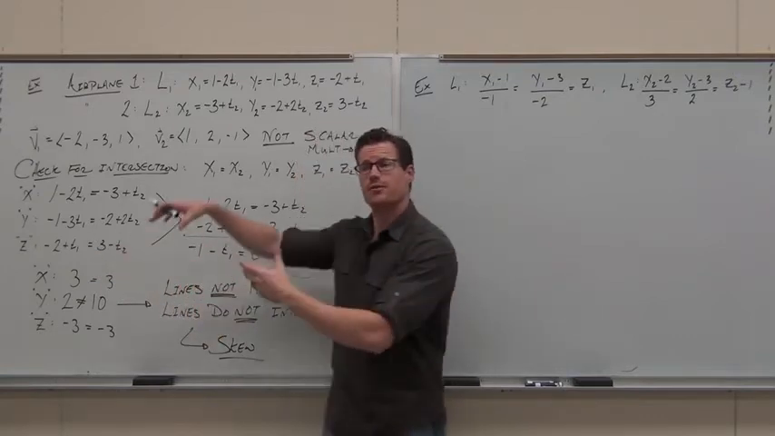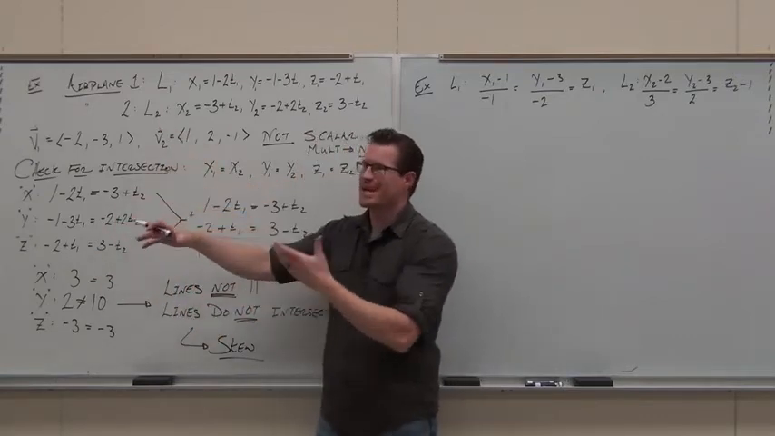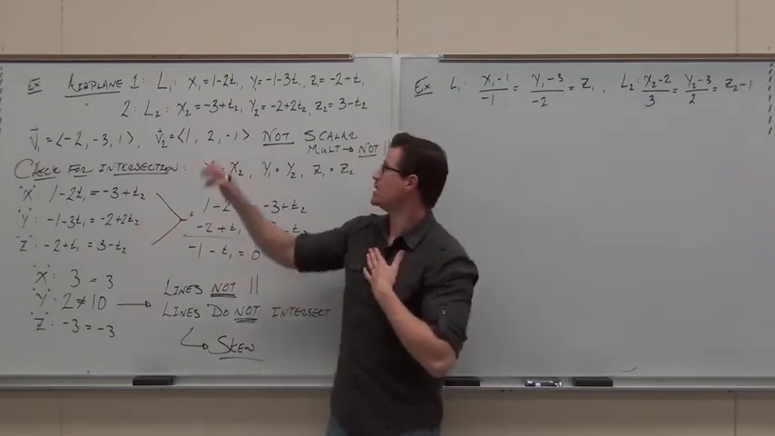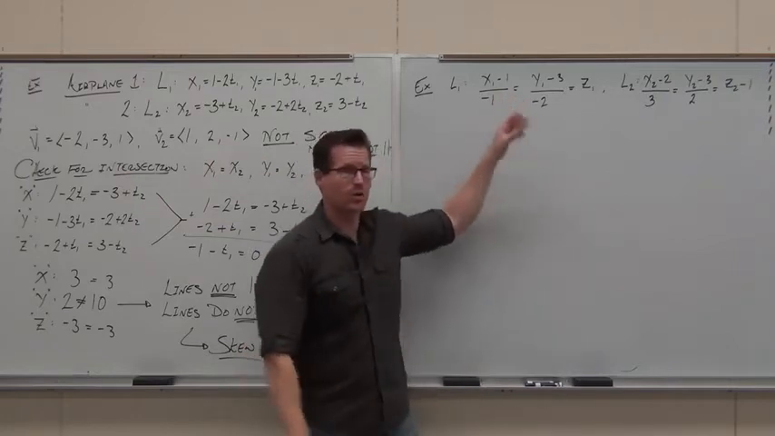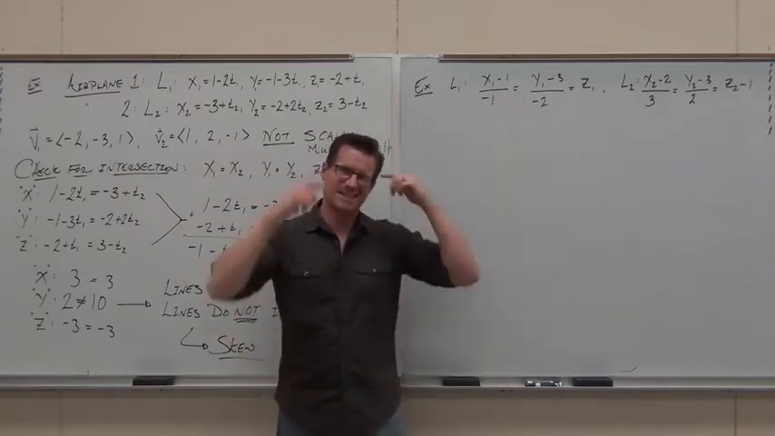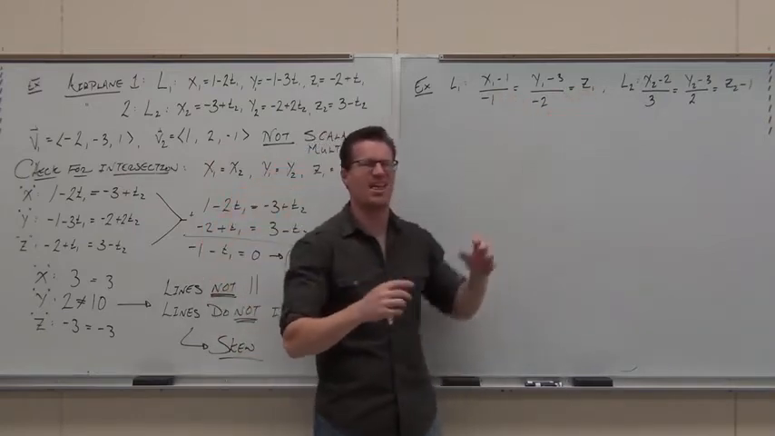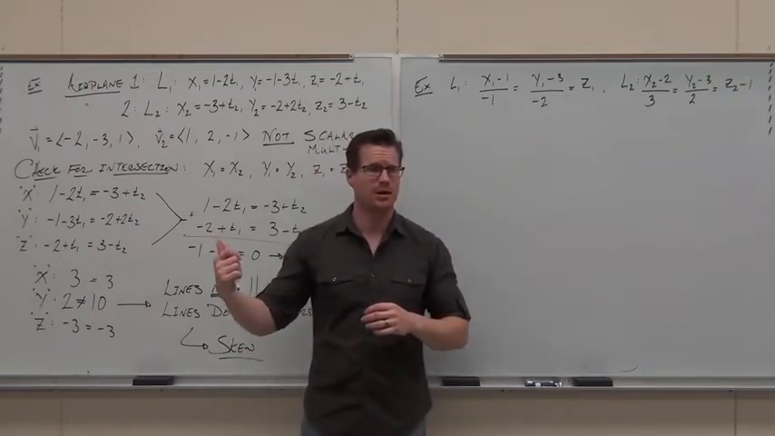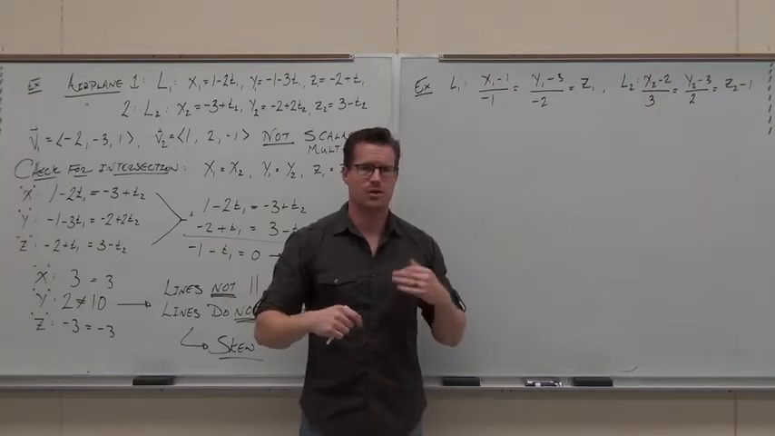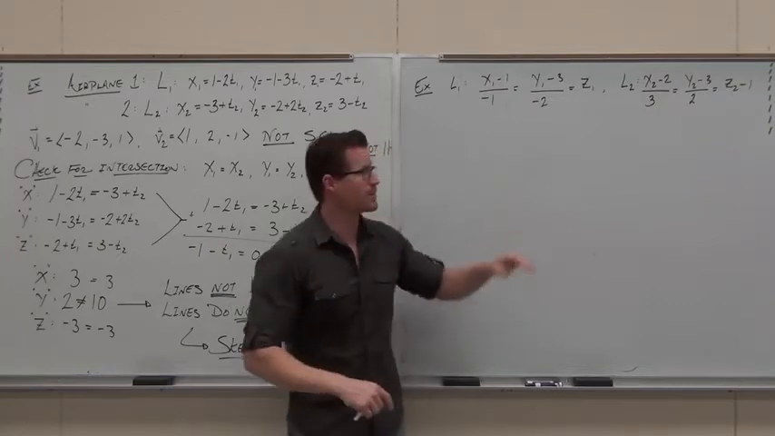After that, check for the intersection. It helps me to write them out in parametric form because it makes checking really easy. This is awkward because they're in symmetric equation form. It's hard. Maybe set them up as parametric. That's what I'm going to be doing first. So when I come back, I'm going to crush the problem, but I'm going to do parametric.